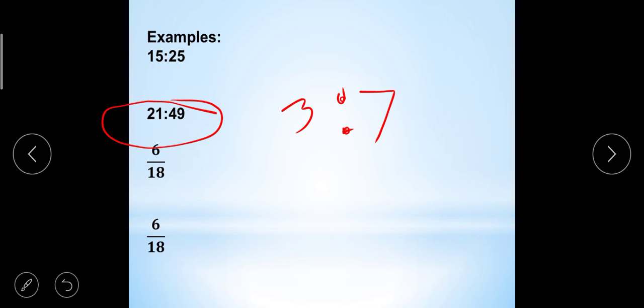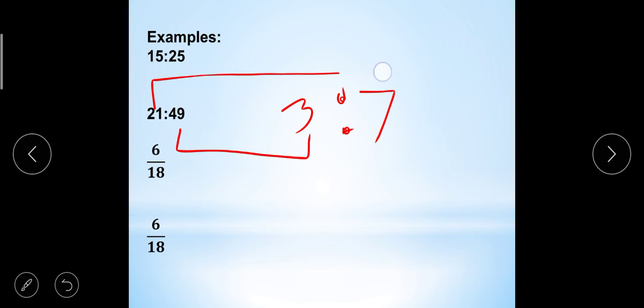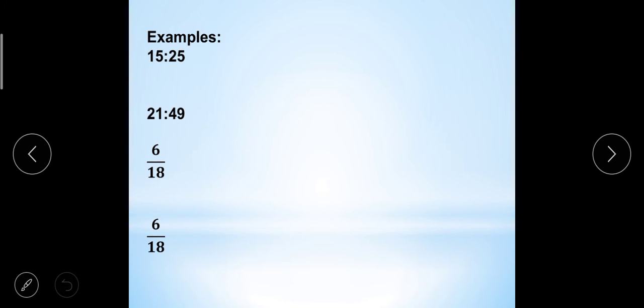So, if we would like to identify if it's proportion, we just need to multiply the mean and the extreme. Okay? So, let us move forward for number 3 na ha. Hindi ko na ipapakita tong answer dun sa 21 is to 49 and then 3 is to 7. So, magiging proportion naman yun. If you would like to check, pwede nyo naman siyang gawin sa notebook. Okay. We have 6 and 18.